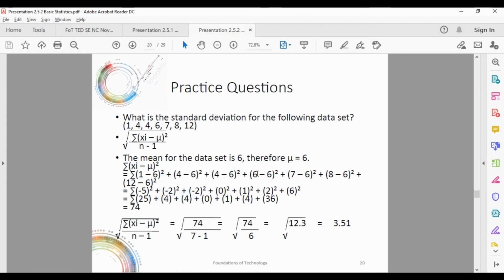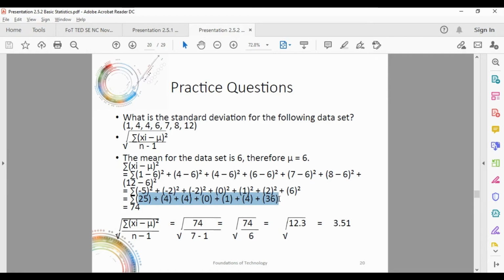6 minus 6 is 0. Square it, you get 0. 7 minus 6 is 1. Square it, you get 1. 8 minus 6 is 2. Square it, you get 4. And then finally, 12 minus 6 is 6. Square it, you get 36.